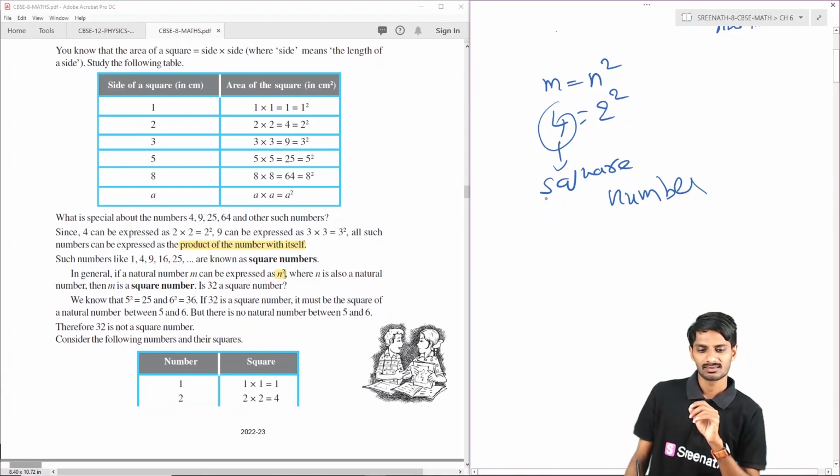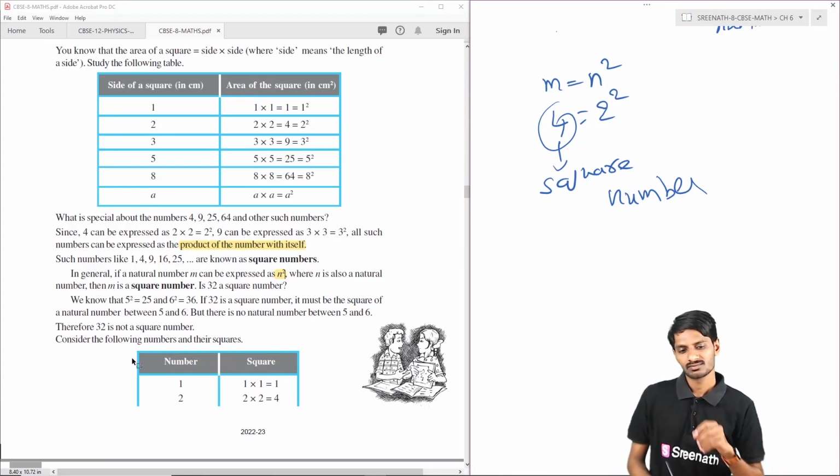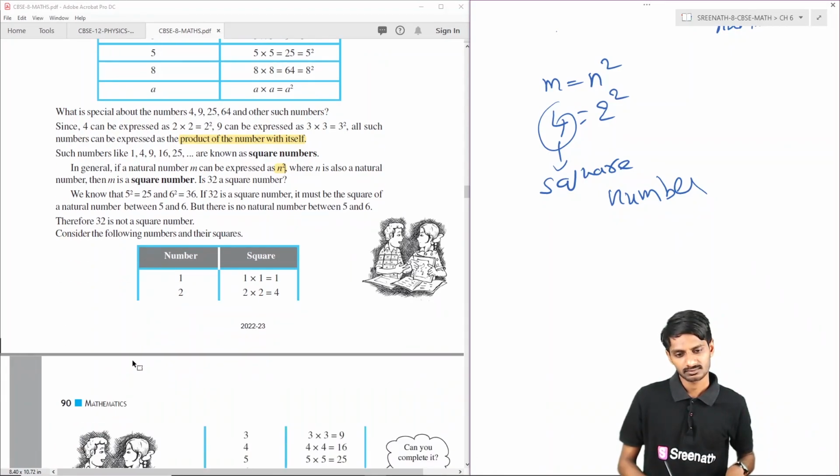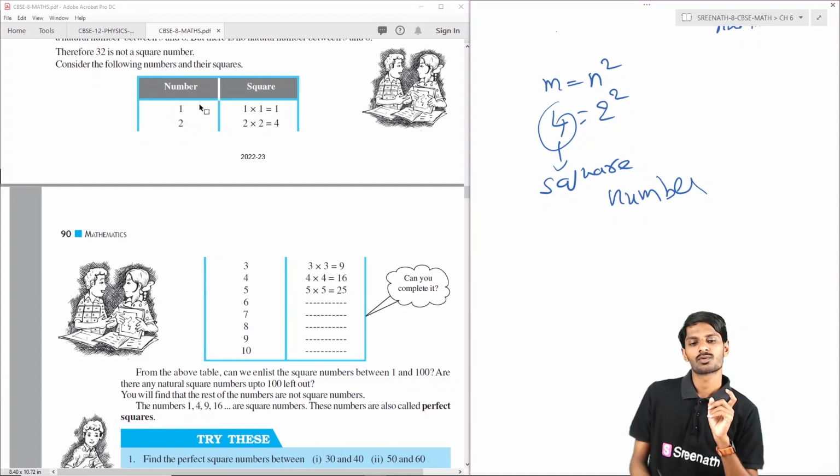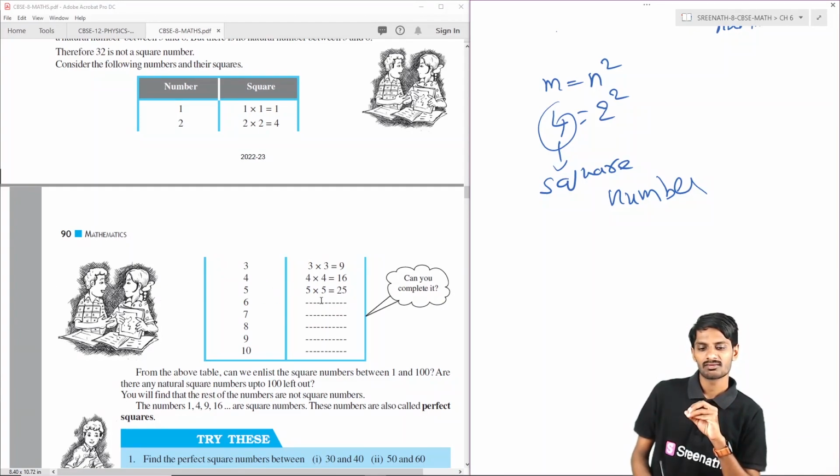Like this, students. And we can write 25 equal to 5 square, 36 equal to 6 square. So this is called a square number. And so if you write 1 into 1, it is a 1, 2 into 2, it is a 4, and 3 into 3, it is a 9, 4 into 4, it is a 16, and 5 into 5 is 25.